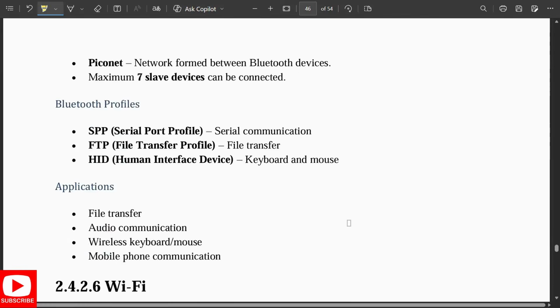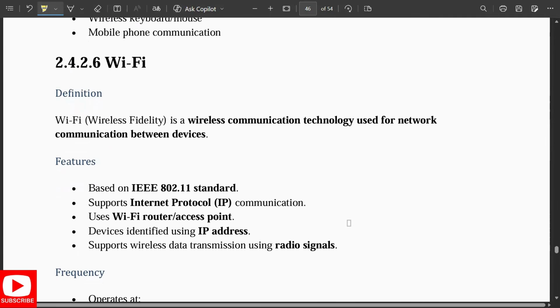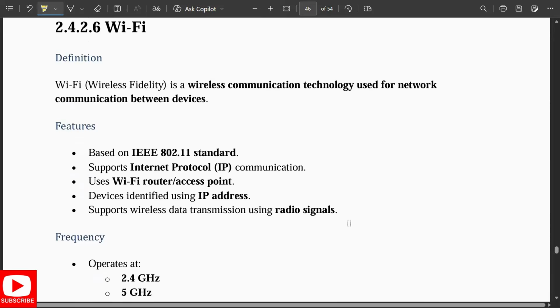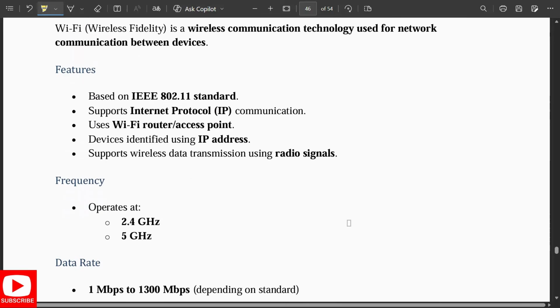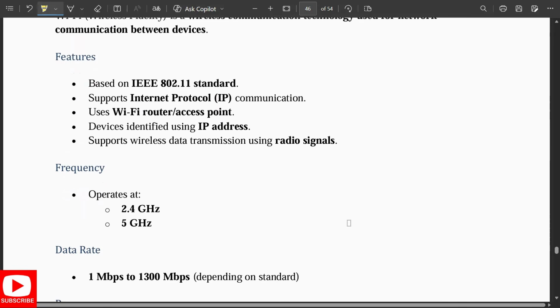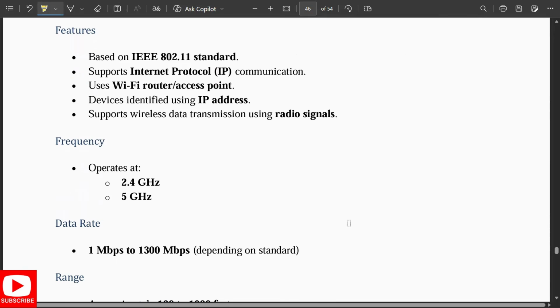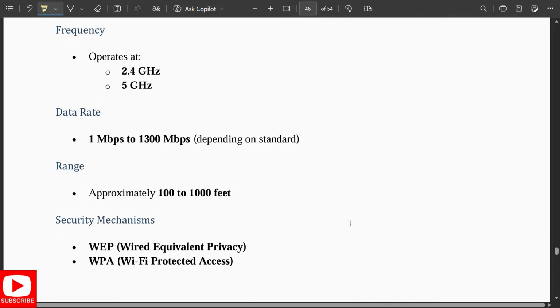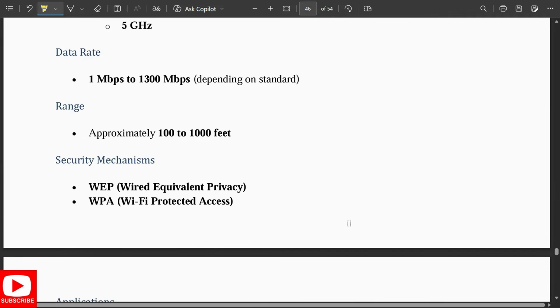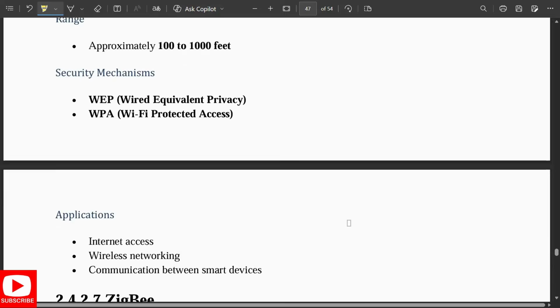Then the next one is Wi-Fi. Wi-Fi is nothing but wireless fidelity. It is a wireless communication technology used for network communication between devices, based on the IEEE 802.11 standards. It supports IP, Internet Protocol communication, and uses a Wi-Fi router or access points. So devices are identified using the IP address. It supports wireless data transmission using radio signals. Its frequency operates at 2.4 gigahertz and 5 gigahertz. Data rate is 1 Mbps to 1300 Mbps.